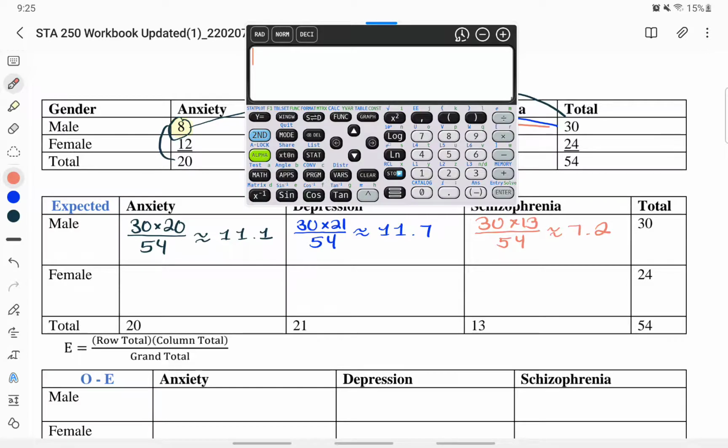When you add up the expected frequency for your males, it should equal 30 because we have 30 males. 11.1 plus 11.7 plus 7.2. Very good. That is 30.